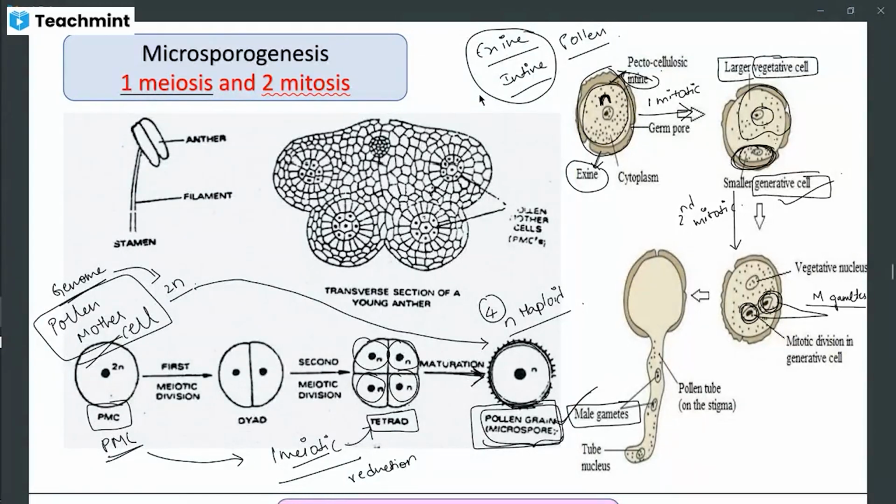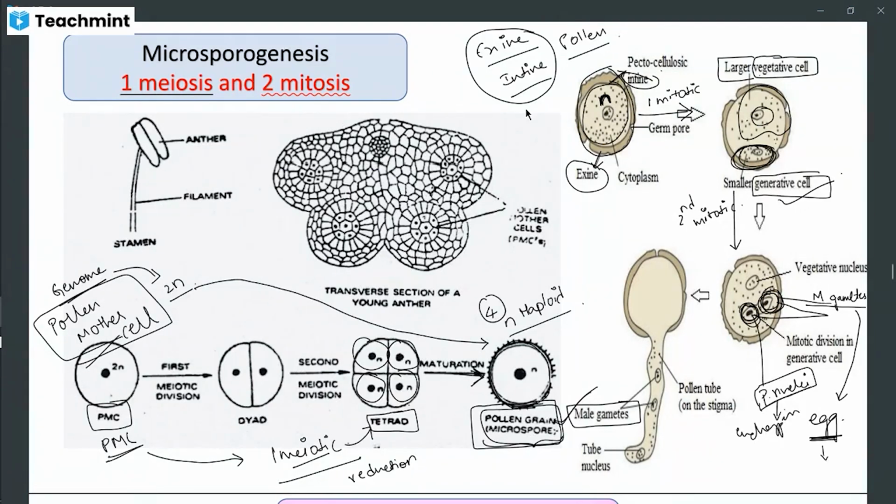Male gamete is the one which generally fuses with the egg. Am I right? So why did it produce two male gametes? One is enough to fuse with the egg, and one fuses with the polar nuclei. Is it necessary to fuse with polar nuclei? What is the result of this fusion? Endosperm production.